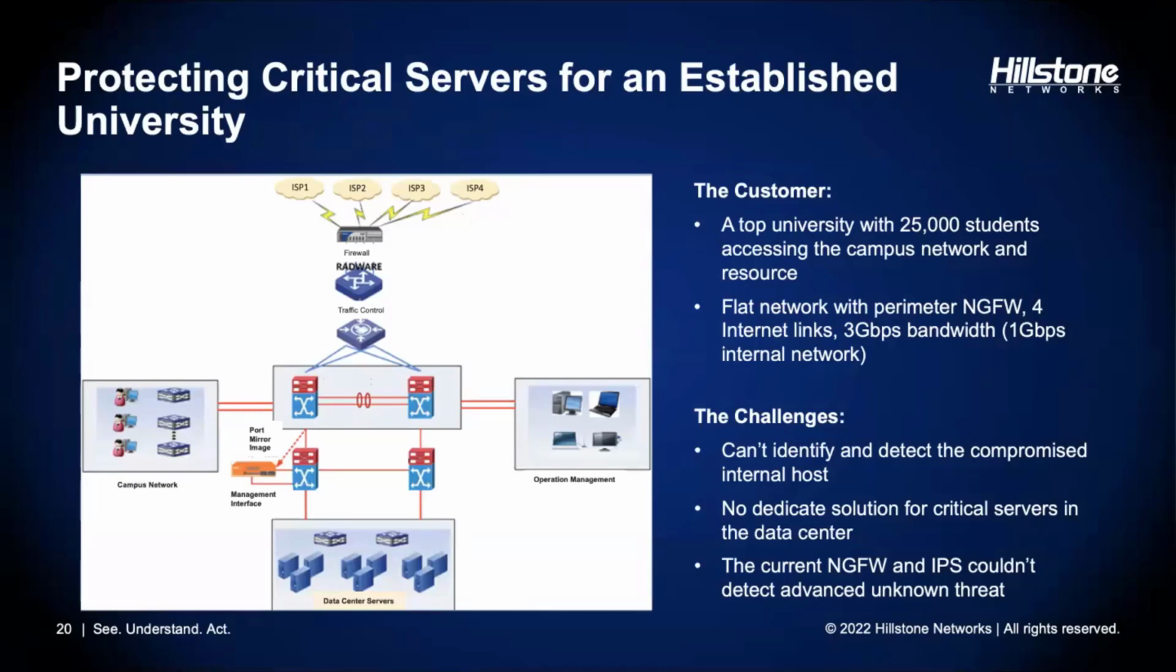The customer had a very flat internal network with just a next-gen firewall established at the perimeter. Once the perimeter was breached, threats could proliferate and freely shift laterally. Naturally, this setup would have some vulnerabilities that could be exploited. Due to the structure of the internal network and the lack of a dedicated solution for critical servers in the data center, internal hosts that have been compromised are difficult to identify and difficult to detect. Finally, the existing next-gen firewall and intrusion prevention system lack the ability to prevent more advanced and unknown threats.